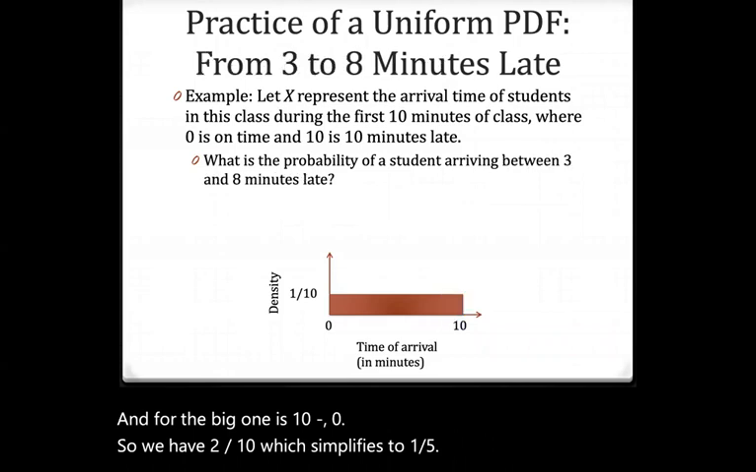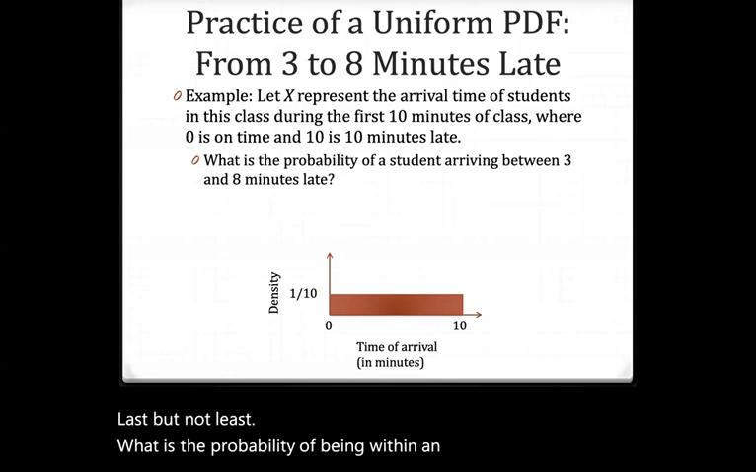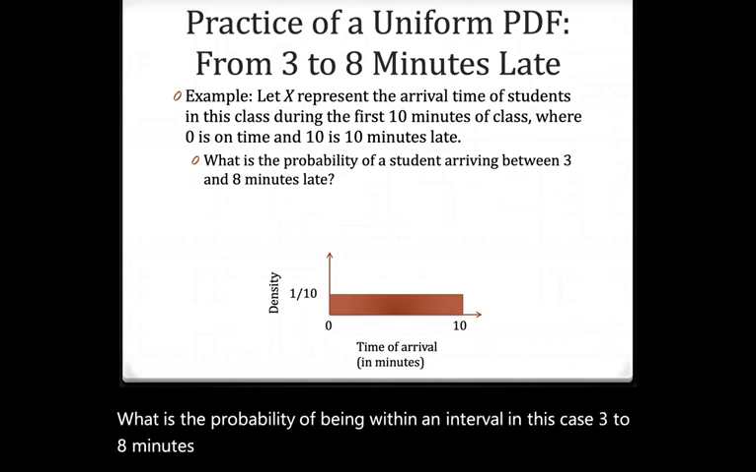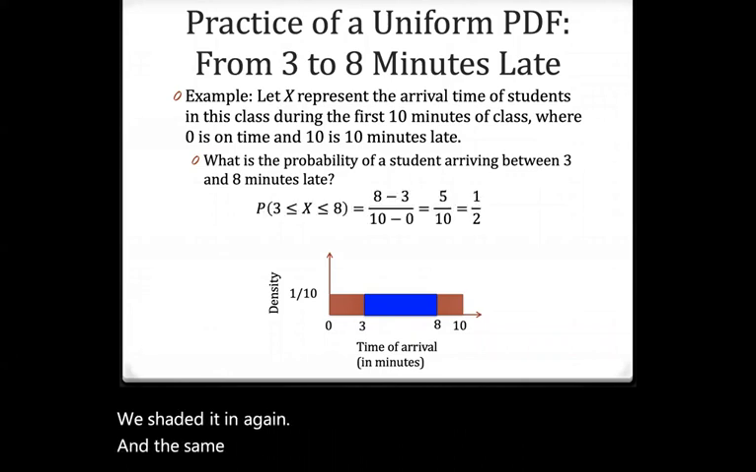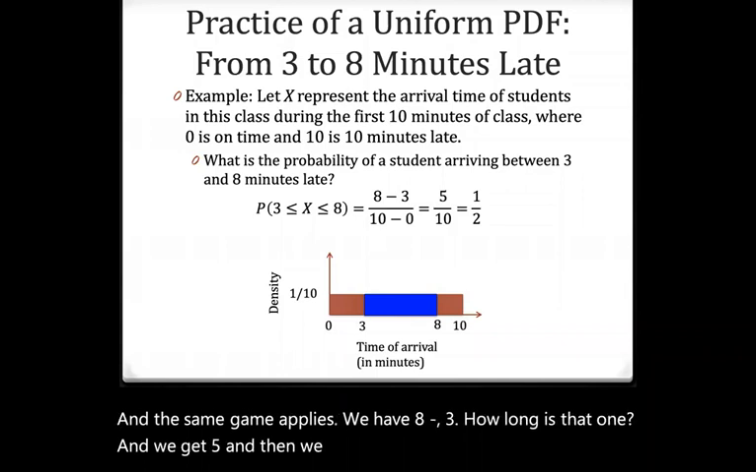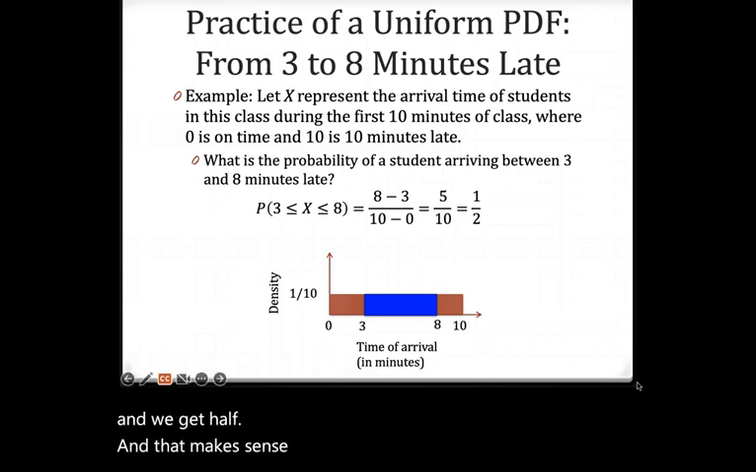Last but not least, what is the probability of being within an interval? In this case, 3 to 8 minutes late in that middle portion of this distribution. We shade it in again, and the same game applies. We have 8 minus 3. How long is that one? And we get 5. And then we take the whole distribution, which is 10, and we get half. And that makes sense because, again, this is half the graph.